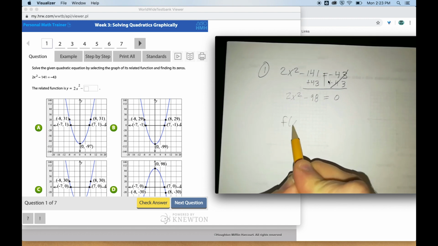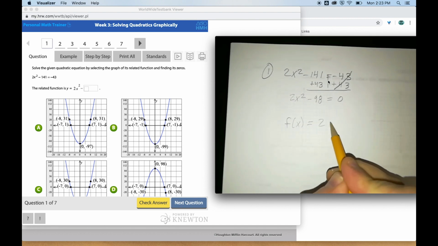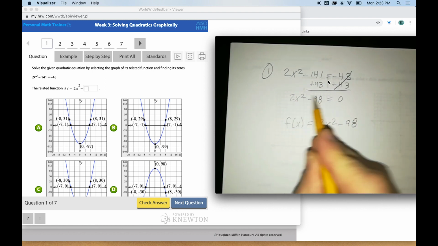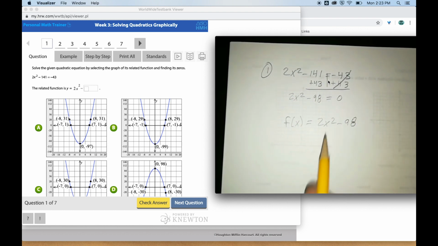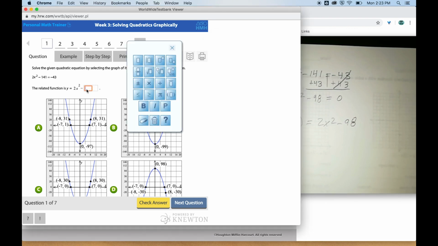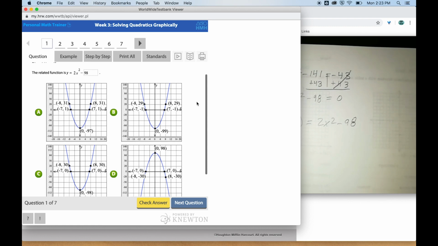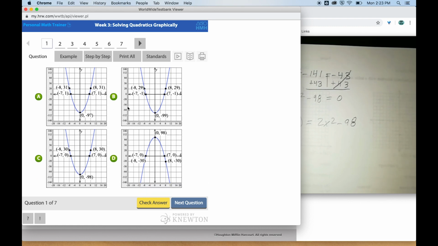Okay, all right, so now what you could do here is, step two from my original notes, make this into a function. All you do is say, hey, this equals f of x. And now go ahead and graph that. Here, let's write in our answer first. So we could put 98 here. They already have the minus in here for us, so we just put 98 right here. They already have the 2x squared there also, so we just have to finish it off. Now we have to select which graph is the correct one.